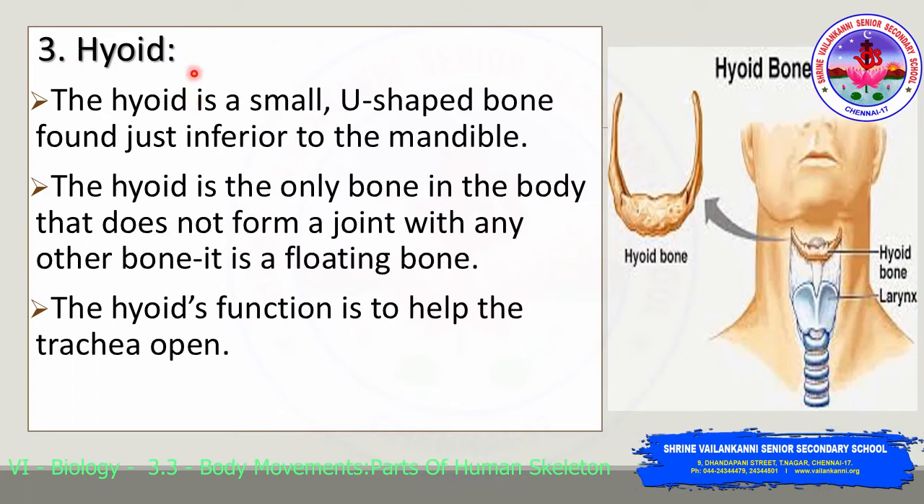The next bone is the hyoid. The hyoid is a small U-shaped bone which is found just inferior to the mandible, as you can see in this picture. The hyoid is the only bone in our body that does not form a joint with any other bone. It is also a floating bone. The hyoid's function is to help the trachea to open.